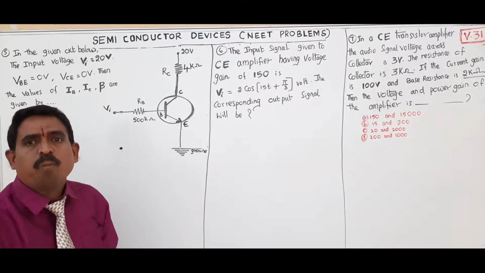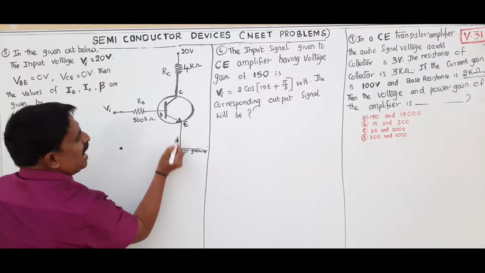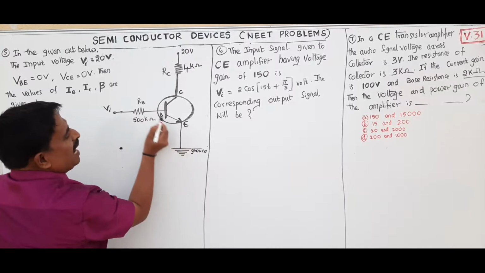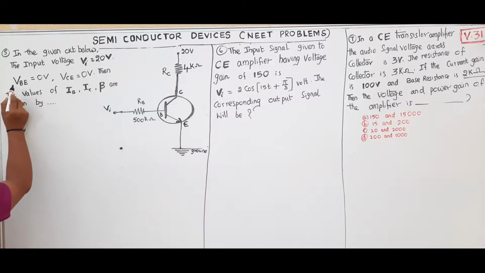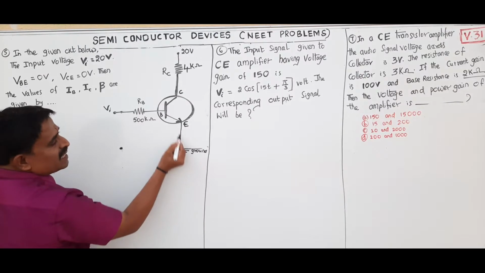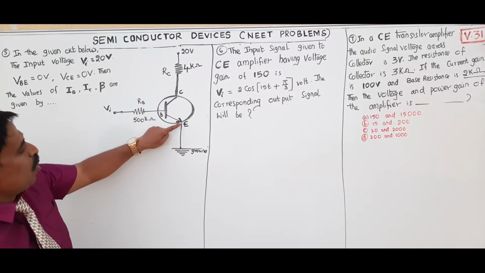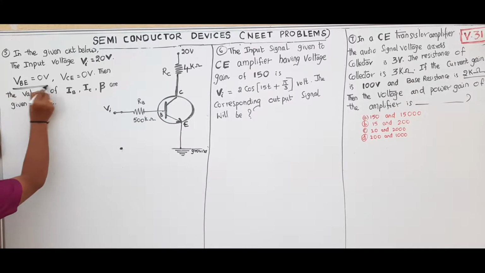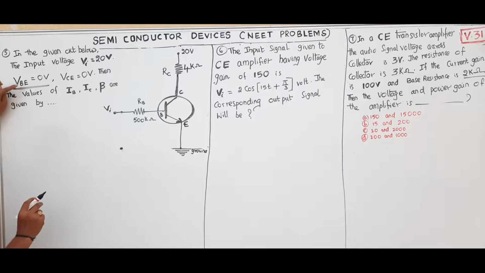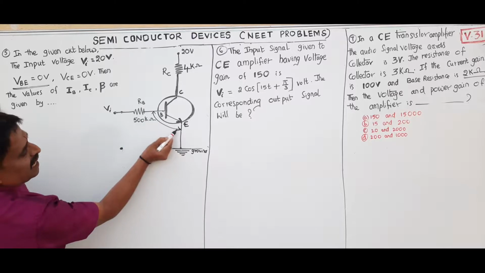Ground means potential is zero. Here potential is zero, here potential is zero, and here also the electric potential is zero. The reason is that the voltage between base and emitter is zero. Here it is connected to ground, and the potential of the earth is zero. The potential difference between base and emitter is zero.